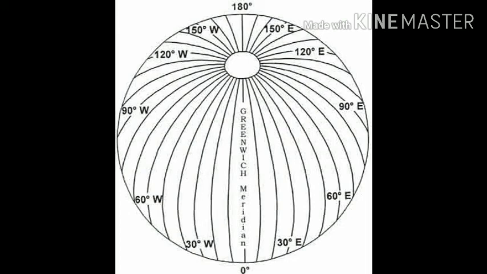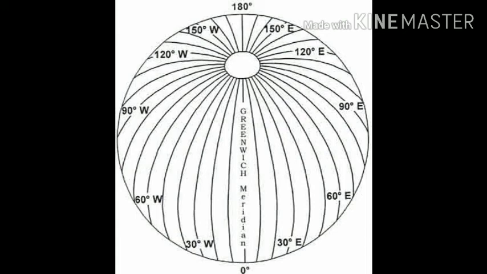One of these meridians is considered to be 0 degree, that is the meridian at the center, and it is called the prime meridian. The angular distance of all the other meridians from the prime meridian is measured in degrees, and they are called longitudes.